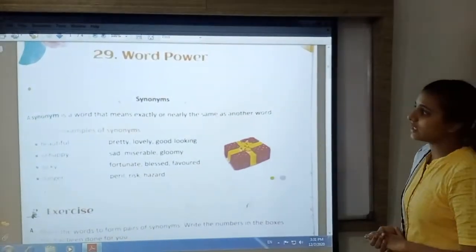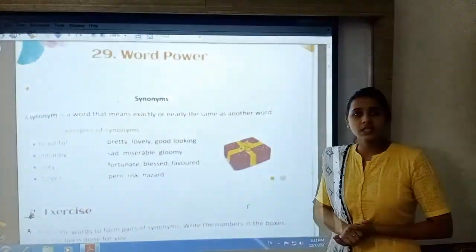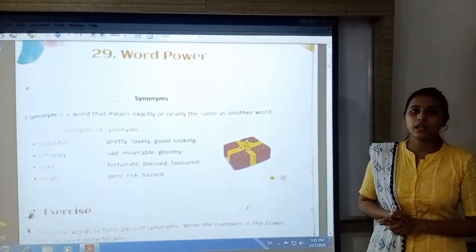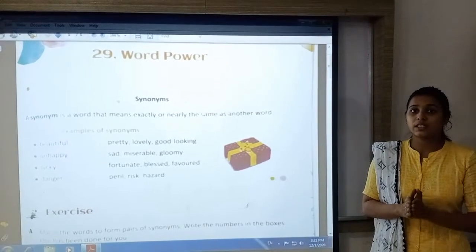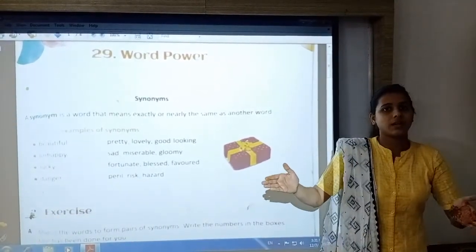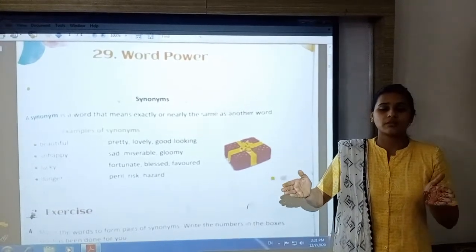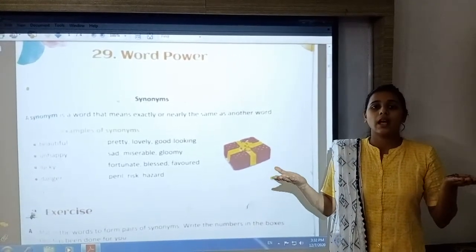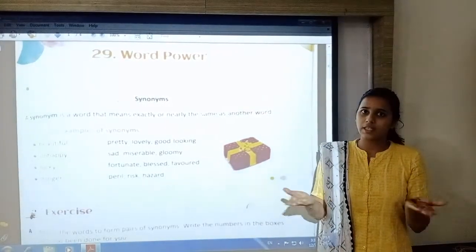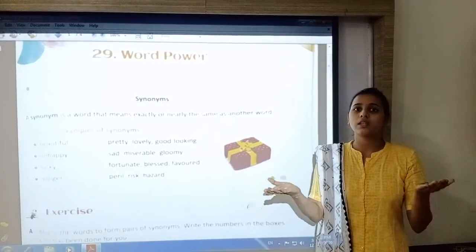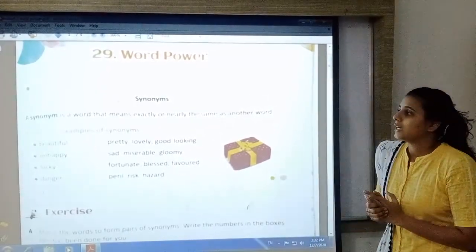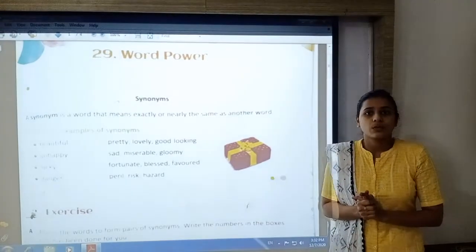So first one is synonym. What is synonym? That is a similar word, or you can say the word which is exactly or relatively the same as another. So if two words have the same meaning, exactly the same meaning or relatively the same meaning, those words are known as synonyms. Okay, let us try to understand it with an example.